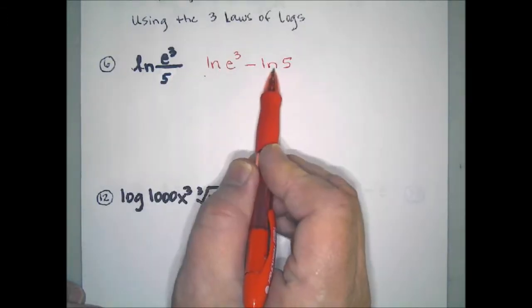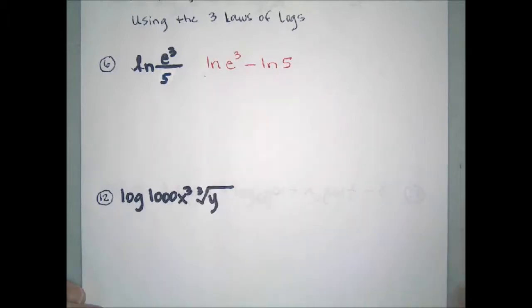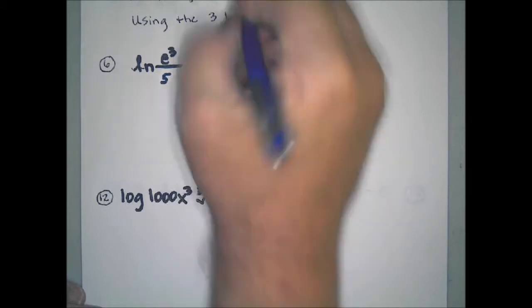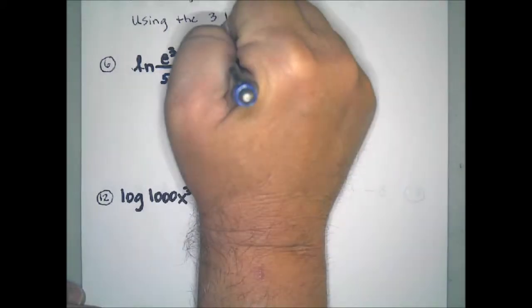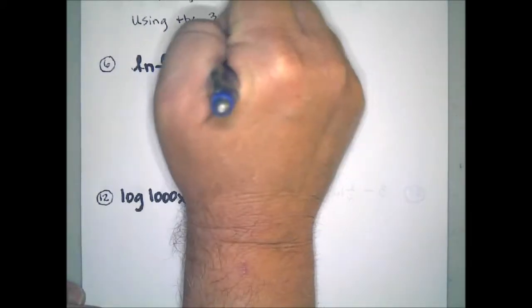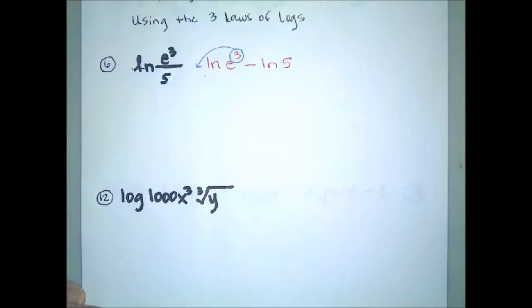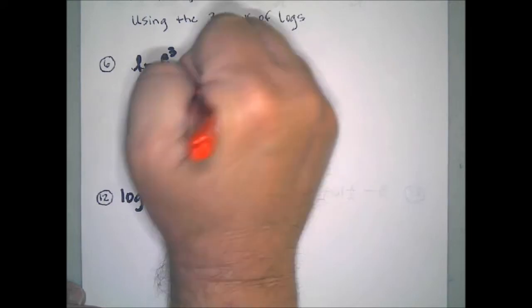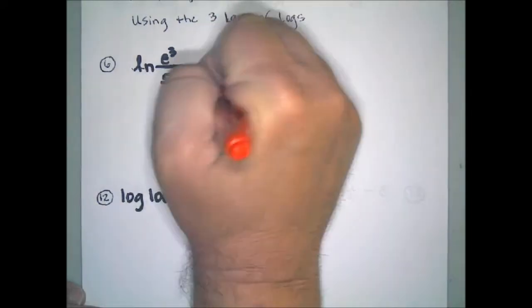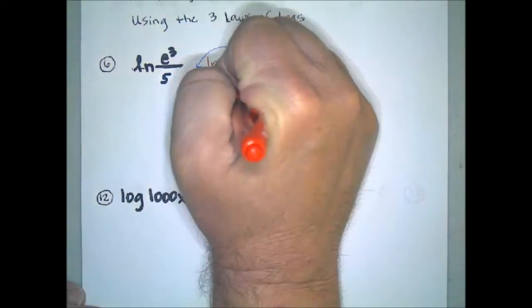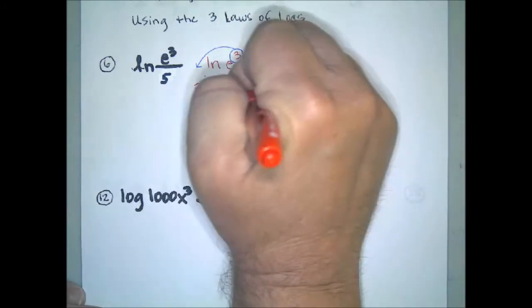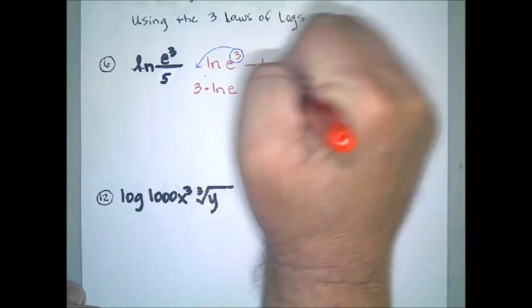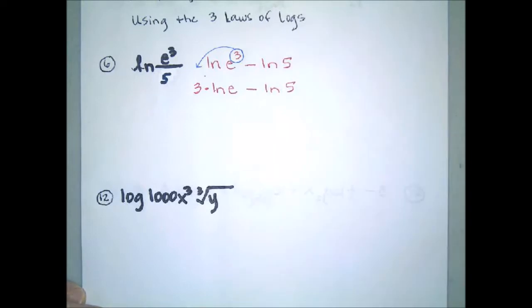But now I have that third law I have to deal with, and that is the exponent. E is actually being cubed. So what I need to do is bring that 3 down in front. I have to treat it as a leading coefficient. So this is 3 times the natural log of E minus the natural log of 5.